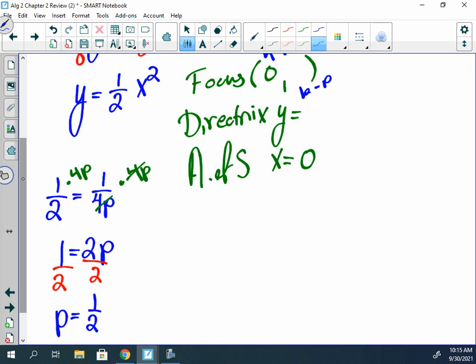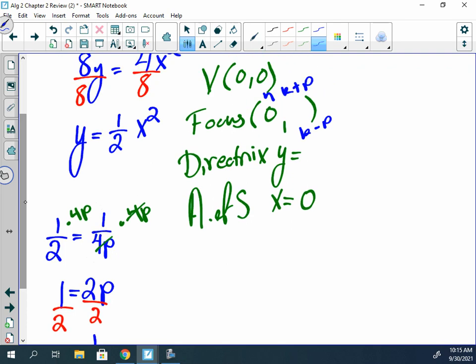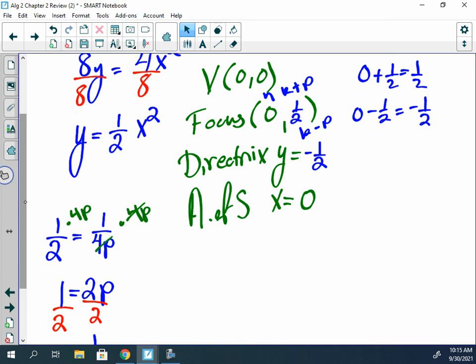Any other questions on how we found p? So up here, the focus, k plus p. Well, k is what? Plus 1/2 is 1/2. K minus p, 0 minus 1/2 is negative 1/2, and that's it. That's all we have to do for this here.